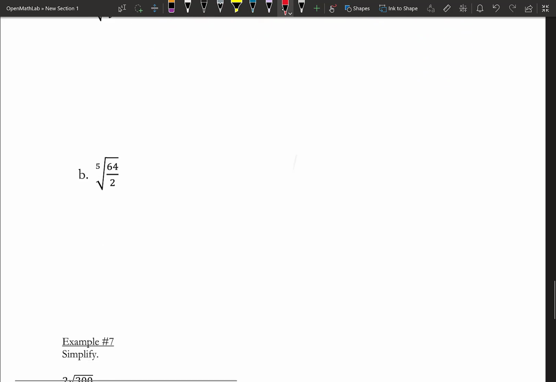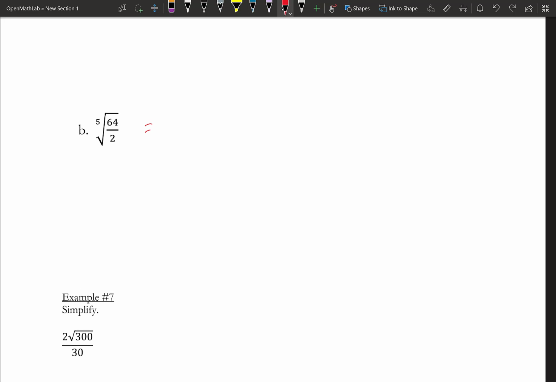Then in part B, I've got the fifth root of 64 divided by 2. So 64 divided by 2 is 32. And as we looked at before, 2 to the fifth equals 32. So this would equal the fifth root of 2 to the fifth power. So the fifth root and this exponent of 5 are going to cancel each other out, and we're just left with 2.